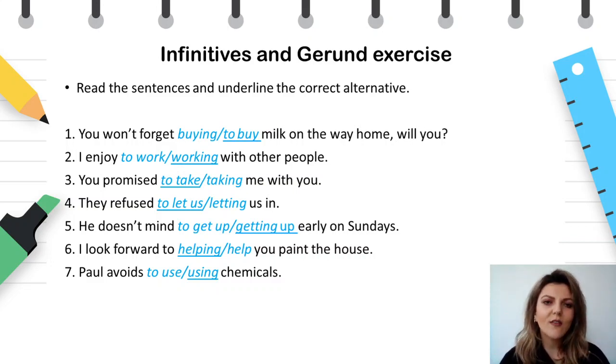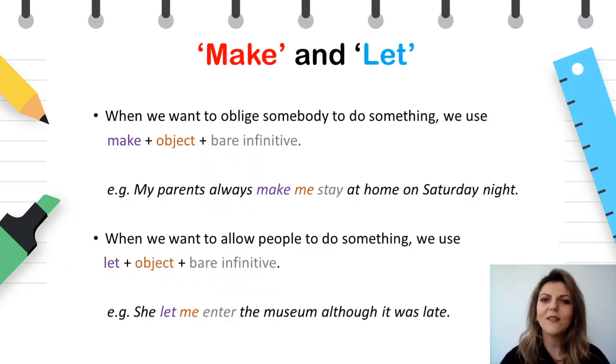And since we are discussing infinitives and gerunds, previously when we talked about the bare infinitives, we mentioned that the bare infinitive is used with the verbs let and make. Let's see now what is the difference in meaning between make and let. Whenever we want to oblige somebody to do something, we use make, we put another object, and then we use the verb in the bare infinitive.